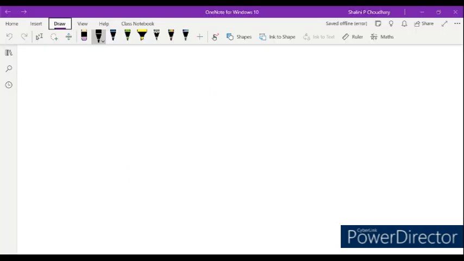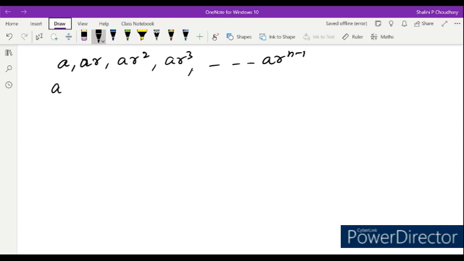In our last video we saw the concept of geometric progression, and we saw the general term of a geometric progression, that is a, ar, ar square, ar cube, and for the nth term it will be ar to the power n minus 1. So the last term or nth term will be equal to ar^(n-1).